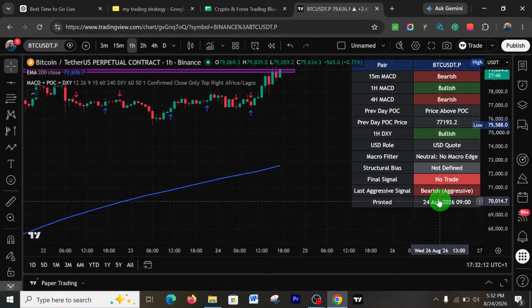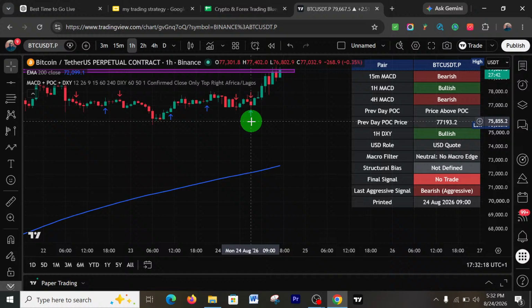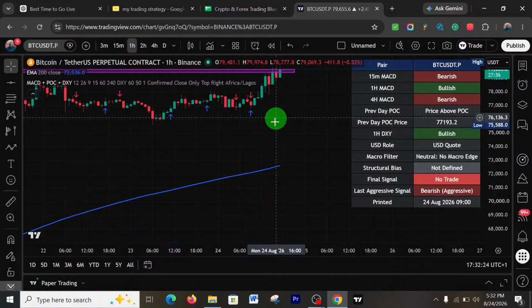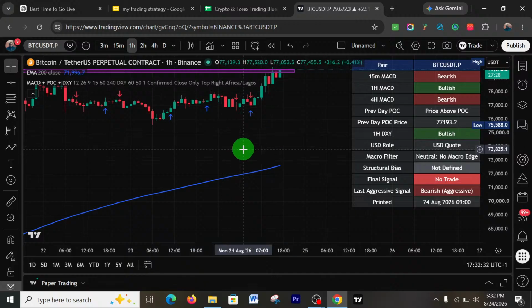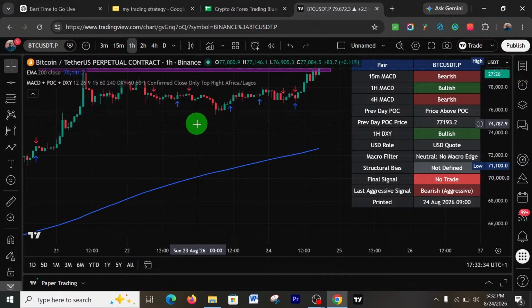So like this was printed 24th, at around 9 a.m., which is today. But at the end of the day, then we saw a move to the upside. Why? Because it's against the trend. Sometimes it works, sometimes it does work. I took a short position.